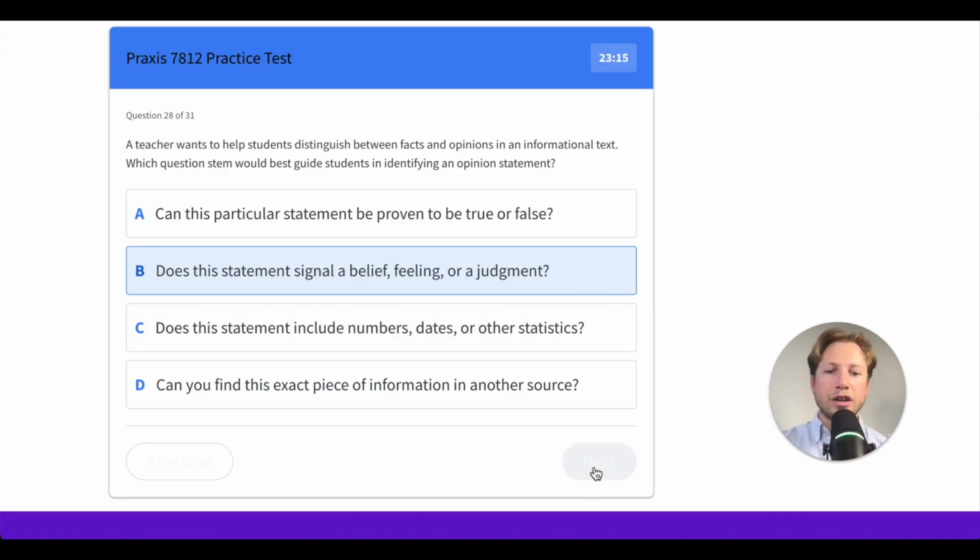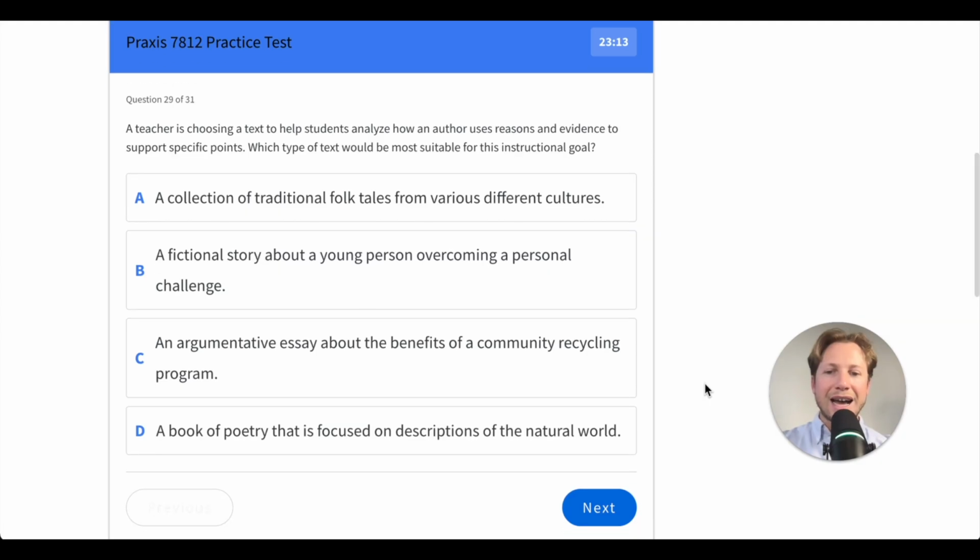All right, so moving on to question number 29. This asks, a teacher is choosing a text to help students analyze how an author uses reasons and evidence to support specific points. Which type of text would be most suitable for this instructional goal? Take a look at the 4 answer options that you see on your screen. Which one would you select if this was a real question on your real Praxis 7812 exam?